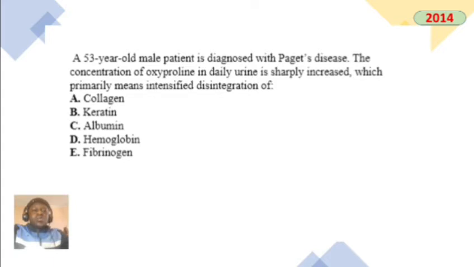A 53-year-old male patient is diagnosed with Paget's disease. The concentration of oxyproline, or definitely collagen, is sharply increased, which primarily means intensified disintegration of what? Okay, so it's collagen. So if you still remember, there is synthesis of the primary procollagen, and then there will be hydroxylation, like adding of OH groups on the proline residues, right? And then after release, there will be lysyl oxidase for cross-linking, right? Please make sure you watch this video. I think it's very helpful.